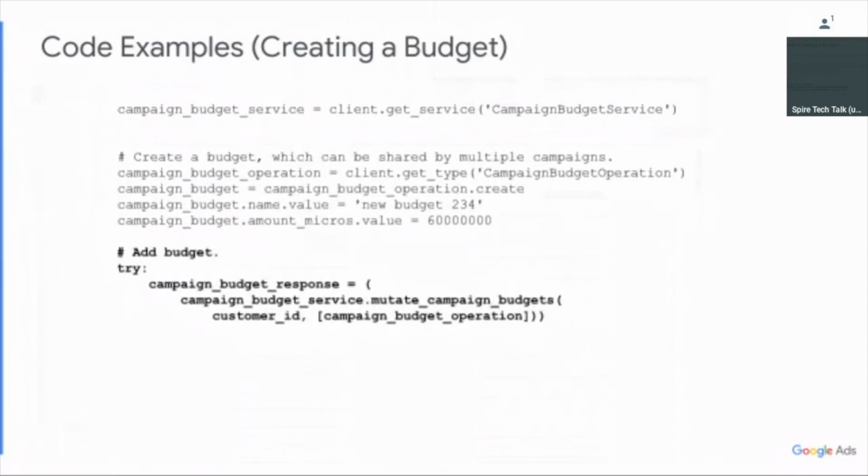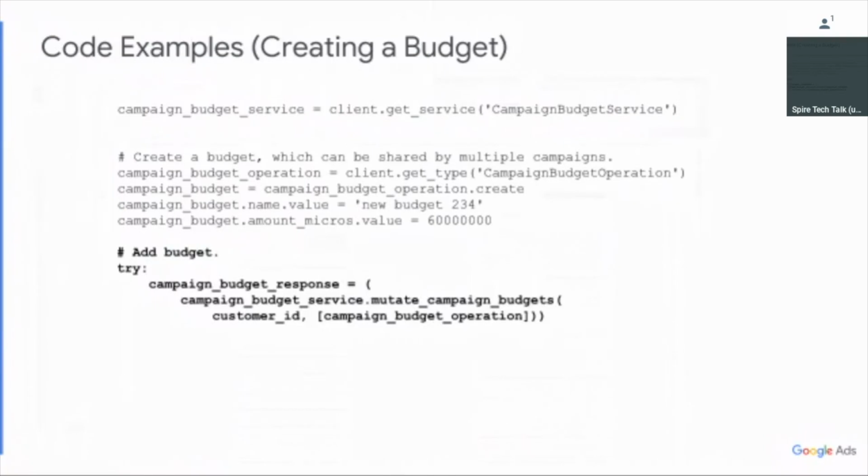And then you make the API call, which is campaignBudgetService.mutateCampaignBudgets, and you pass the operation along with the customer ID, and you get a response back. So one thing to keep in mind is that if you used the old APIs, you would know that there is only a mutate method and a get method, right? And you're supposed to build a request with all the set of parameters in a single go.